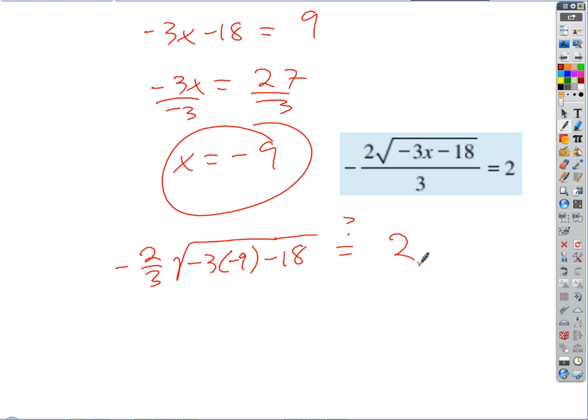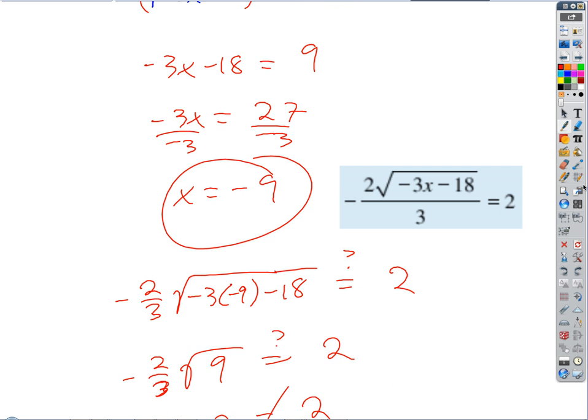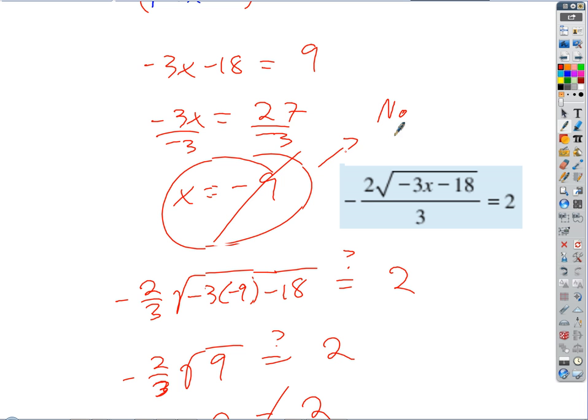Okay. So negative 3 times negative 9 is 27. 27 minus 18 gives us 9. So I get negative 2/3 times the square root of 9. Is that equal to 2? Well, that's just 3, isn't it? Negative 2/3 times 3 is negative 2, right? Is negative 2 equal to 2? It's not. And so what's that tell us? Negative 9 doesn't work. It's not a solution. So there is no solution.